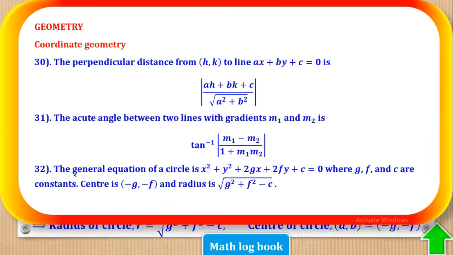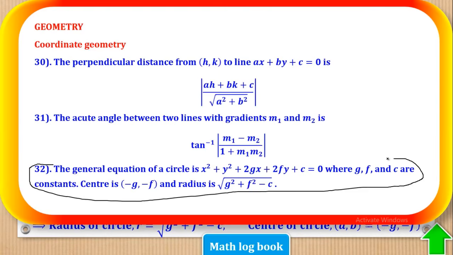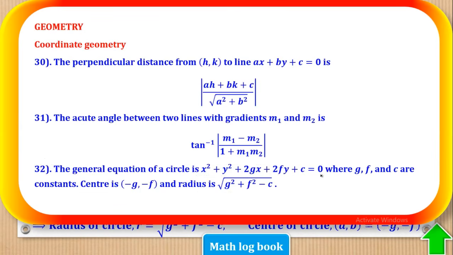So this statement is very vital. That is why I tell you always to make sure that you buy a mathematical logbook, so that you can be eased of memorizing some of the formulae.